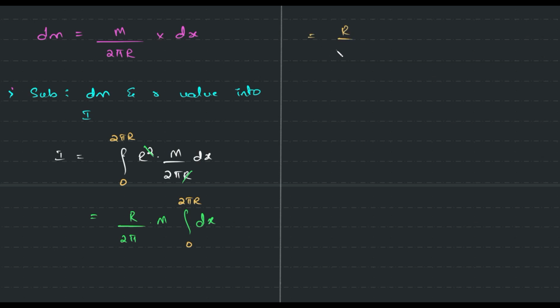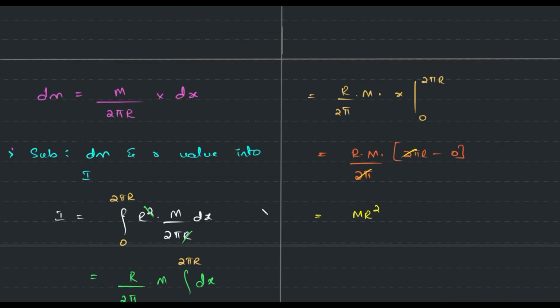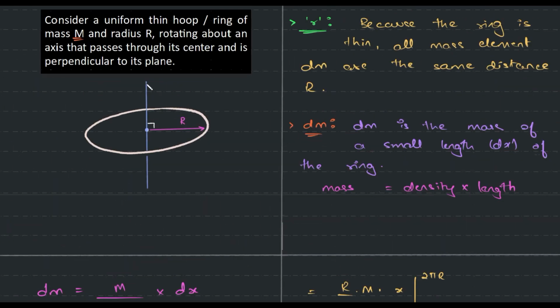So we have m by 2 pi r, and integration of dx is x, from 0 to 2 pi r. When I integrate all of this, I'll end up with m by 2 pi r times 2 pi r minus 0. Actually, this step can be skipped, honestly. So 2 pi r gets cancelled, and we have mr square. So this is when we have the axis of rotation over here.